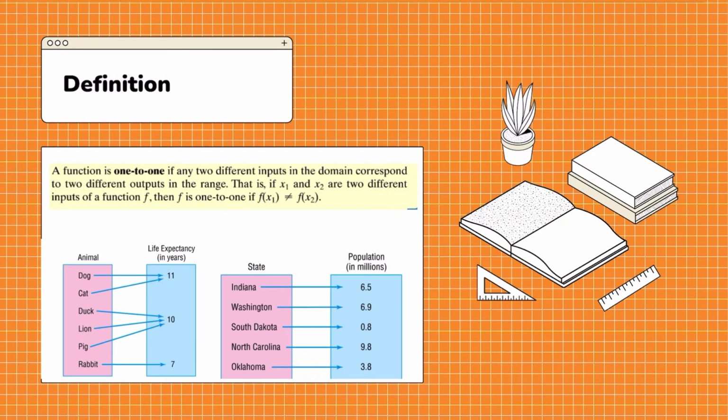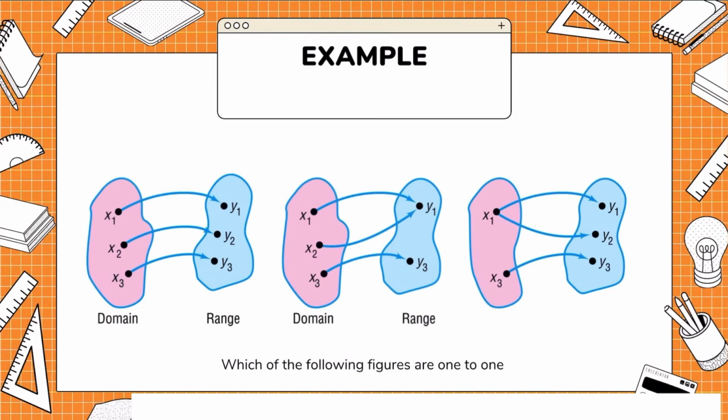First of all, what is a one-to-one function? If any two different inputs in the domain correspond to two different outputs in the range, the function is one-to-one. For example, here, the dog and the cat have the same output, so this is not one-to-one. But here, in the second graph, we have India having one output, Washington having one output, and each x has one y.